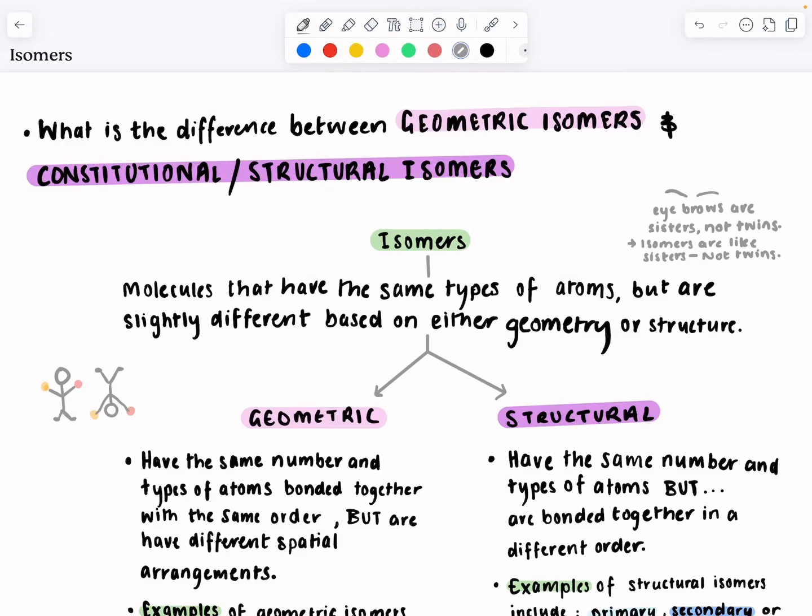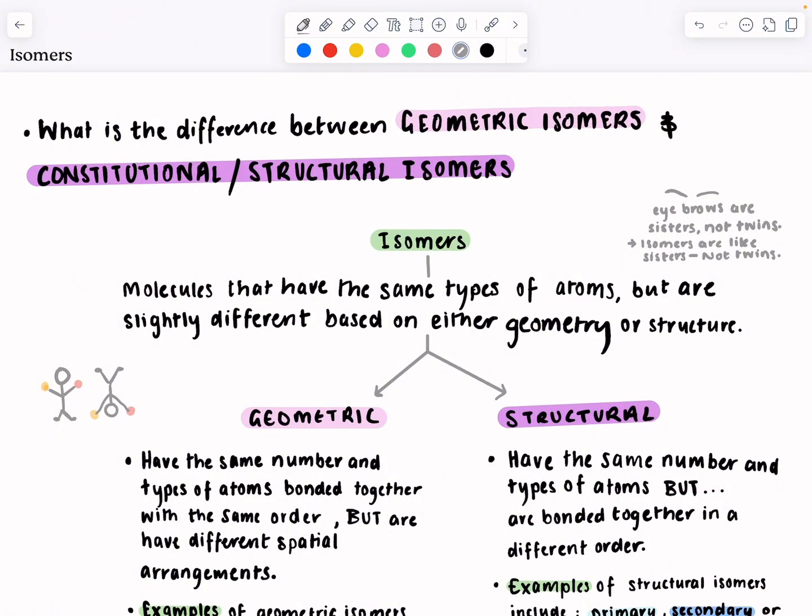Welcome to your tutorial on isomers, specifically geometric isomers and constitutional, otherwise known as structural isomers. Before I delve into what these two isomers are, I just want to quickly talk about what isomers are in general. Isomers are basically molecules that are very similar to one another. They have the same atoms, but they are slightly different.